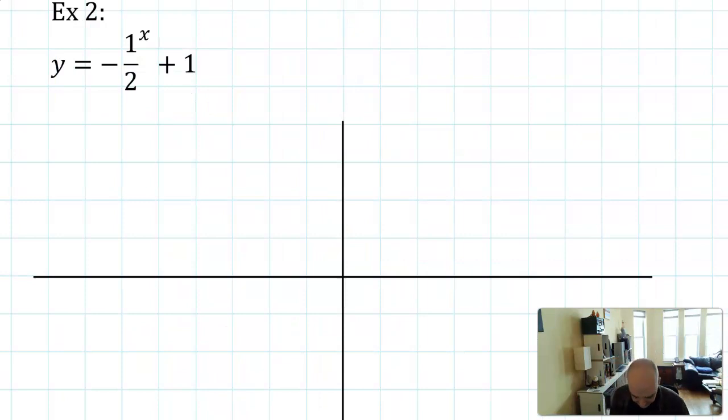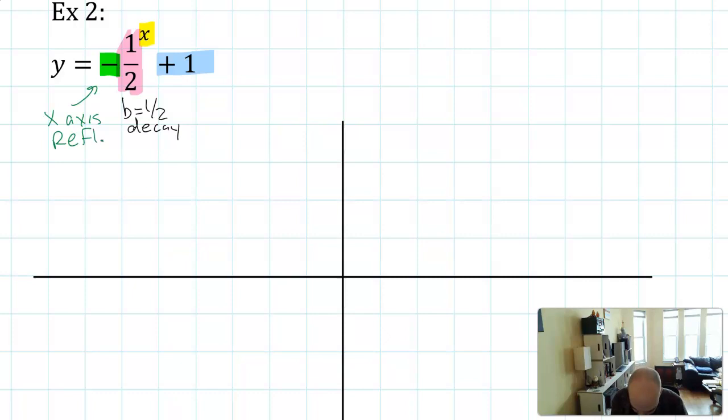All right, for the second example, let's look at y equals -1/2 to the x plus 1. First thing I notice is there's nothing else up in the x, so there's going to be no x transformations at all. But I do notice that I have base 1/2, so this is going to be a decay graph. I also notice there's a negative out here, so that's going to reflect the y values over the x-axis, so we'll call this an x-axis reflection. And we have a plus 1, so we're going to shift y up 1.